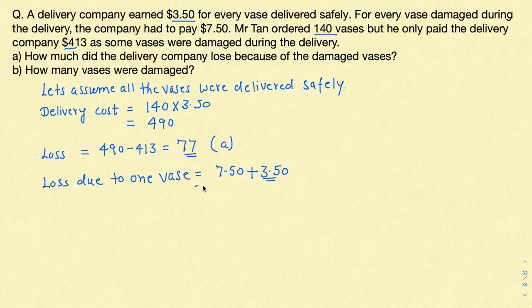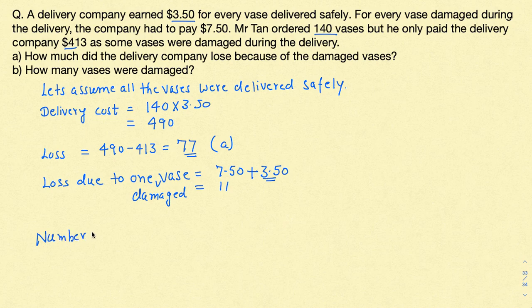Okay, so the total loss for one vase will be 7.50 plus another 3.50. That will give us $11. That means the loss due to one damaged vase, actually I should have written loss due to one damaged vase, right? Not all the vases, it's only the damaged one. So the loss due to one damaged vase is $11. Now we know the total loss. The total loss was $77, and the loss due to one damaged vase is $11. So from this we can easily find the number of damaged vases, right?